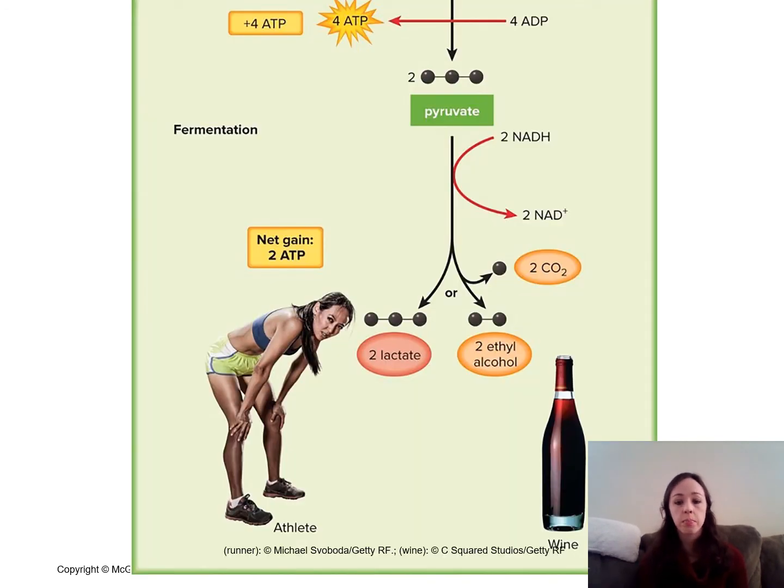So when used by animal cells, fermentation is going to cause two lactate molecules, and then we're also going to get two NAD pluses that can then be used back in glycolysis. But when used within bacteria and fungi, we're instead going to get two ethyl alcohol molecules, two carbon dioxide molecules, and we are still going to get those two NAD pluses.